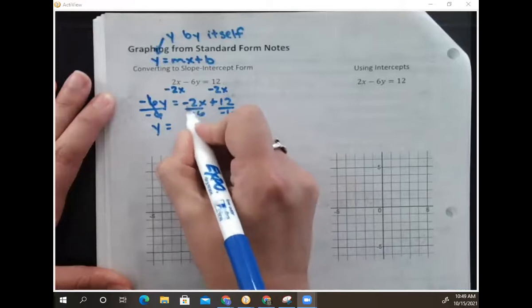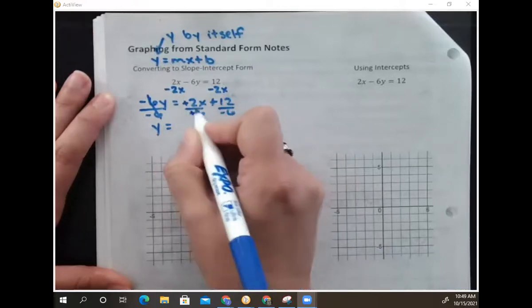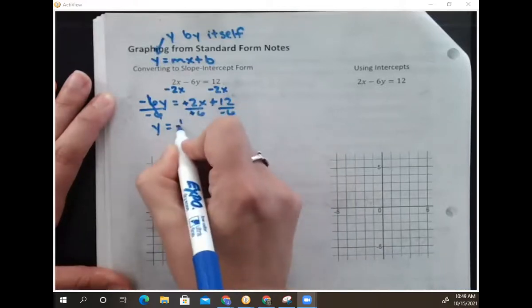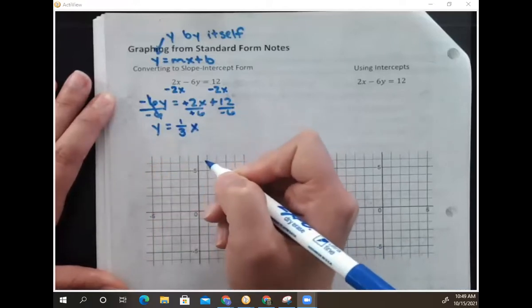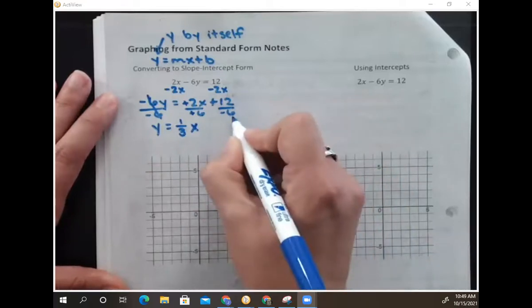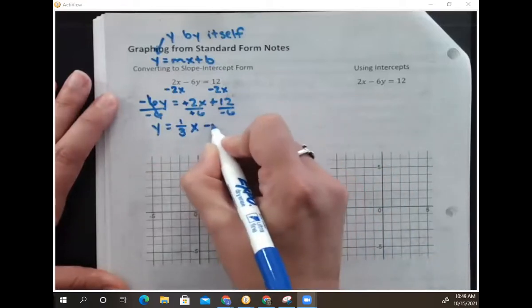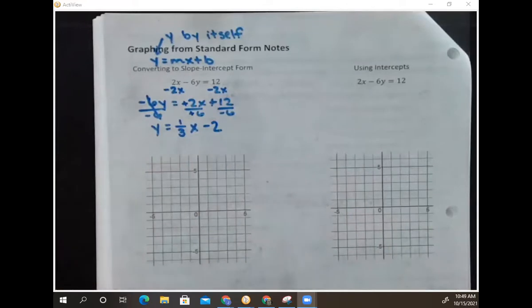And then on the right side, I've got some simplifying. So here, negative divided by a negative will be a positive. And then 2 over 6 I could reduce to 1/3. So I'd have 1/3 x. And then 12 divided by negative 6 would be negative 2. So there's my slope-intercept version of this line. We started with standard form. We got y by itself to change it to slope-intercept form.